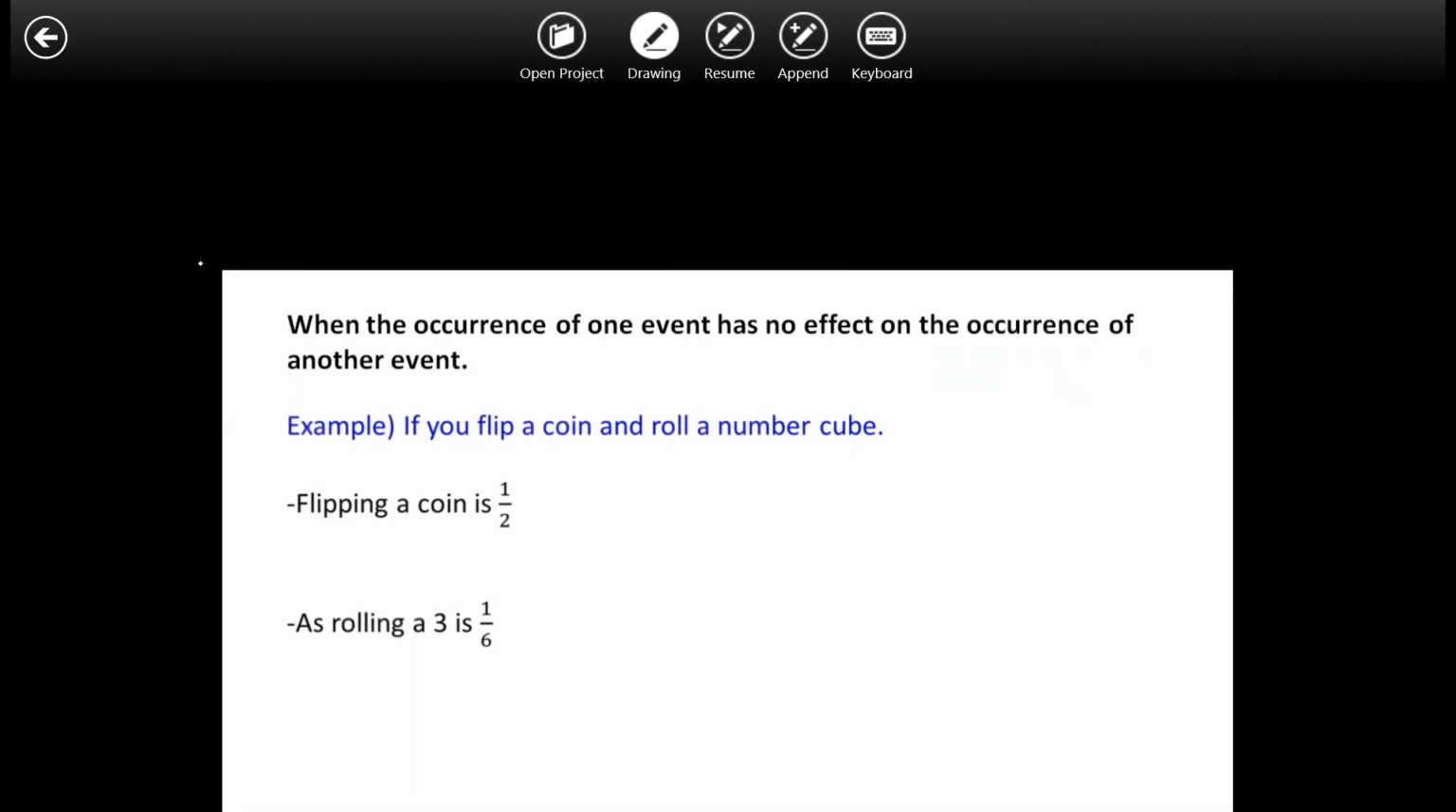And today, we're only looking at independent events, and we're going to see whether events are independent depending on what we show. Our example here: you flip a coin and you roll a cube, even at the same time. Flipping a coin is a half, right? It's either heads or tails. Rolling a dice and getting a 3 is a 1 out of 6 chance. These are independent events because one will not affect the other. They're independent from each other. Yeah, we're good?